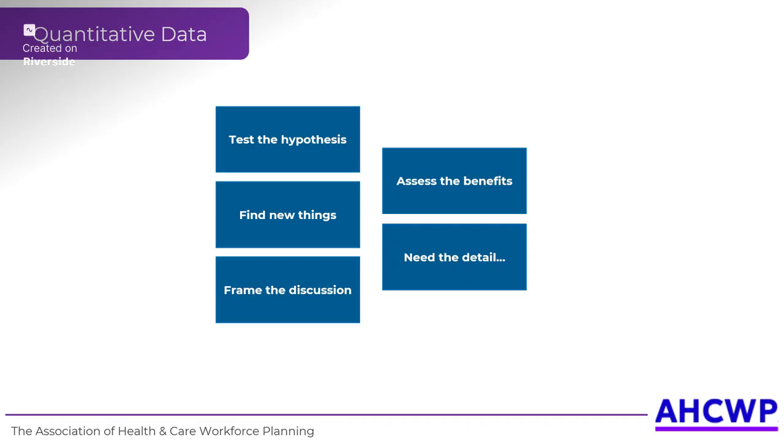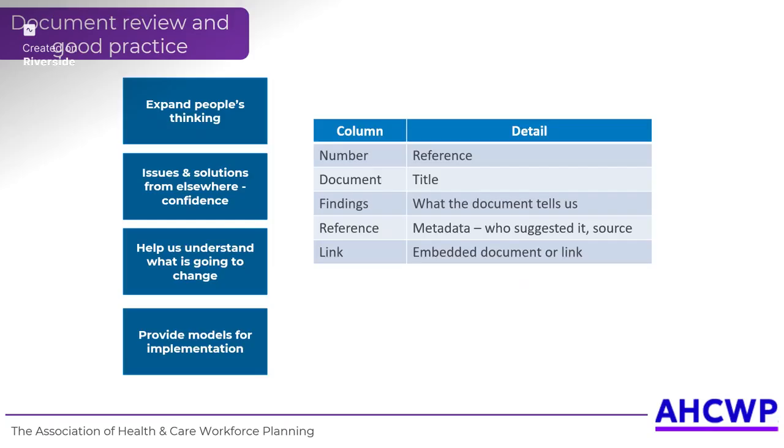Quantitative data also allows you to assess the benefits in the future. So if people say that sickness is bad, if we can look at it and say, right, we can see how bad sickness is, then that can help us to assess the benefits in the future. So you've got the quantitative data, you've collected qualitative data.